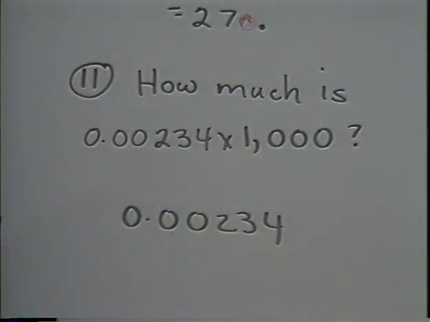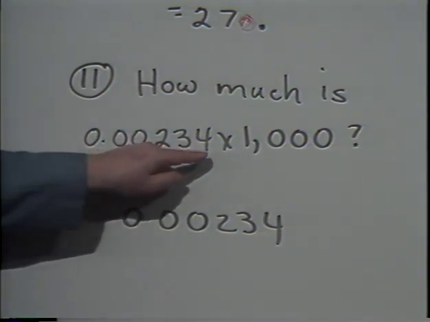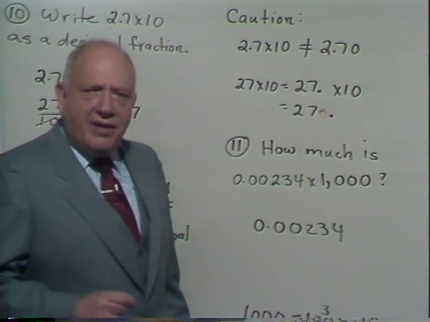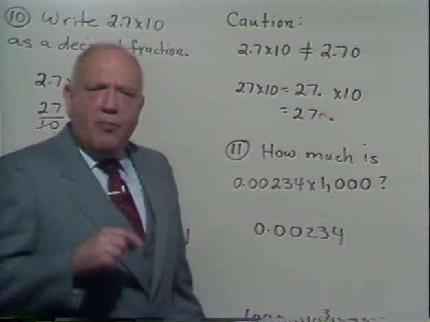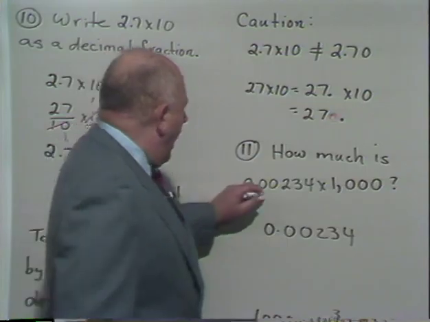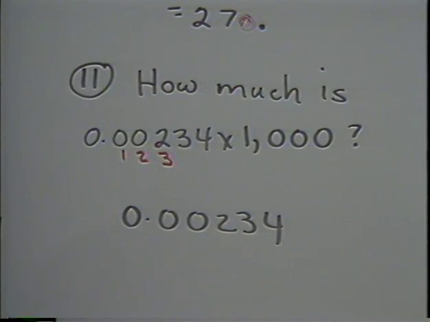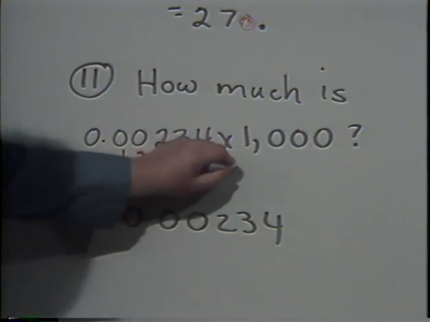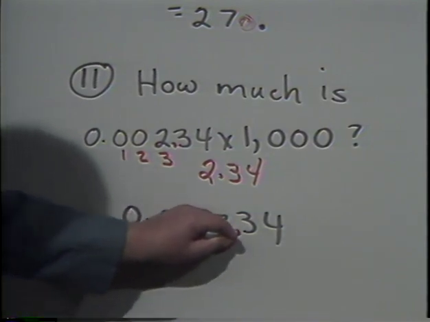Now, here's the thing. Remember we talked about powers of 10 earlier? Let me show you how this works. Suppose I want you to multiply 0.00234 by 1,000. 1,000 is 10 times 10 times 10. So I'm going to multiply by 10 3 times. Every time I multiply by 10, I'm moving the decimal point one place to the right. If I'm multiplying by 10 3 times, I'm going to move the decimal point one place to the right 3 times, which, by the way, is equivalent to moving it 3 places to the right once. So the answer is 2.34. I take the decimal point and I move it 1, 2, 3 places to the right.